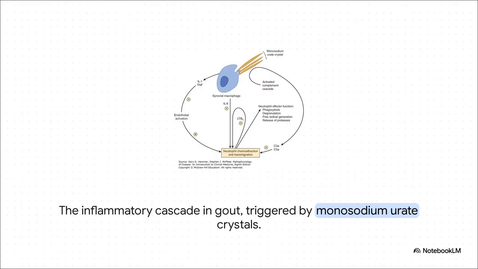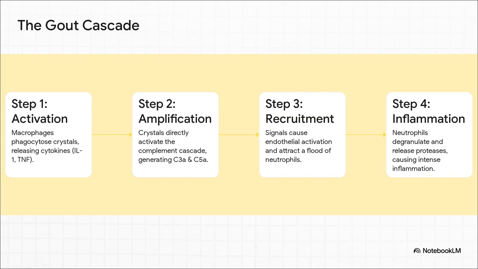This diagram right here, this is the cascade you need to visualize in your head. Let's follow it from the top. It all kicks off with that initiator, the sharp, needle-like monosodium urate crystal. The flare officially begins the moment a local macrophage in the joint, our first responder on the scene, finds one of these crystals and eats it.